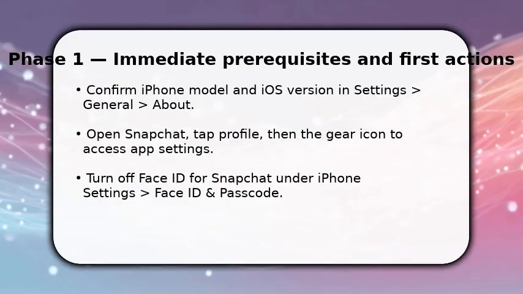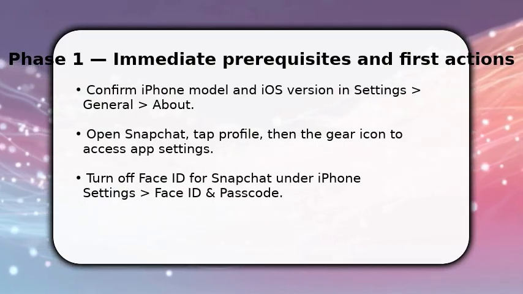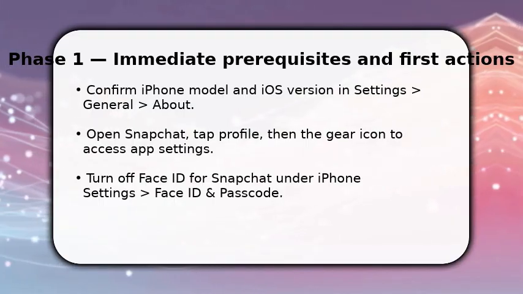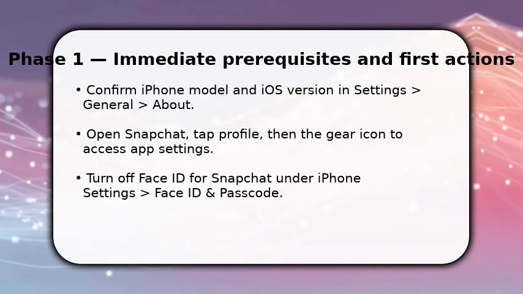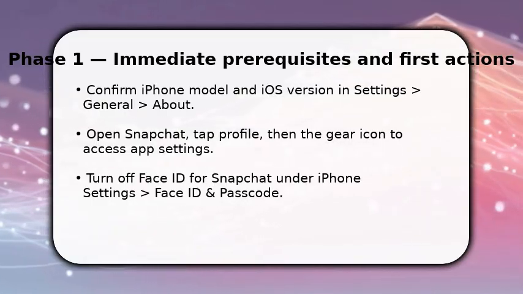You're starting with the essentials. Make sure your iPhone is unlocked and you know your passcode because you'll need it. First, go to Settings, then Face ID and Passcode. Authenticate using your passcode. Once inside, find the toggle list and disable access for Snapchat.